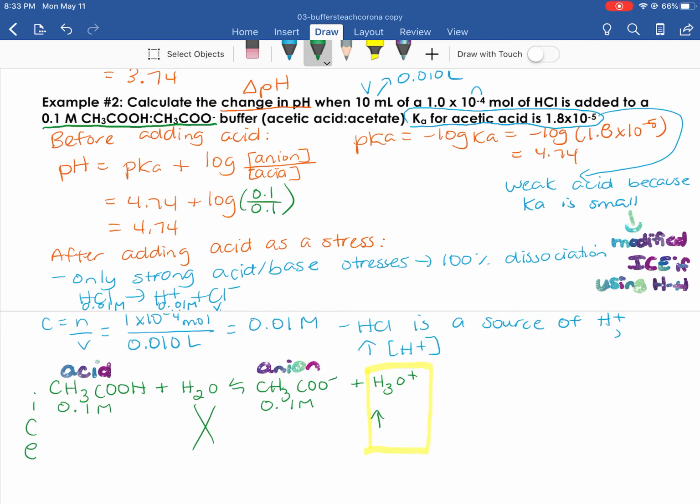So that means that you're increasing the concentration of something on the product side. So if you increase a product, what does the system do? It shifts left to use it up, which is fine.